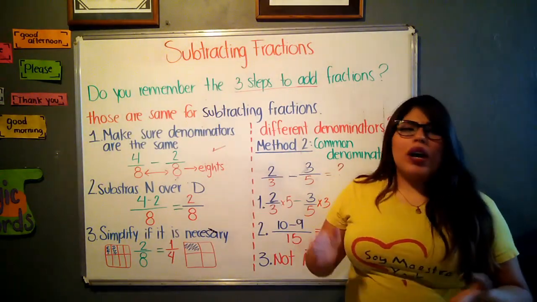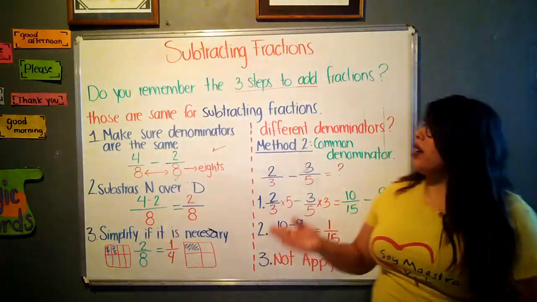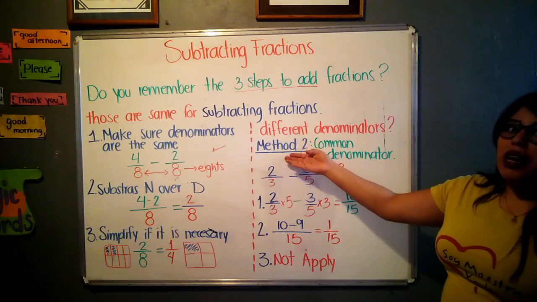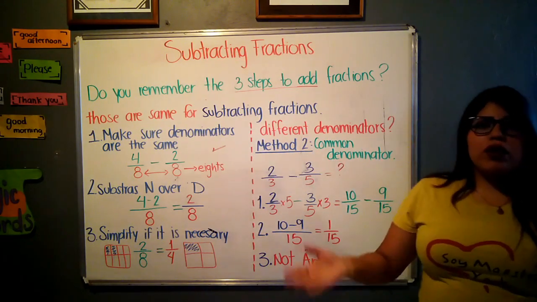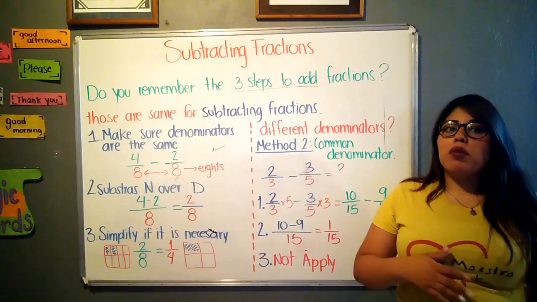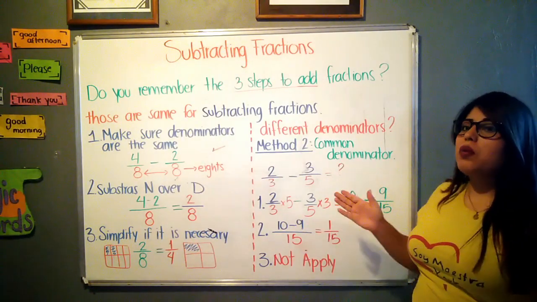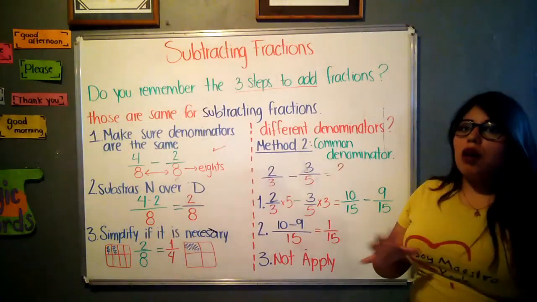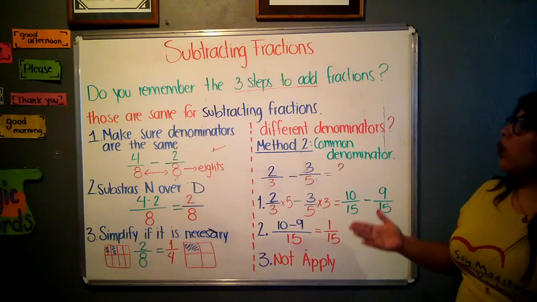But what happens when you have a different denominator? We have to use the method number 2, that is the common denominator. If you remember in last class, I showed you the multiply method and it's similar to this one, but in this one, we have to add some steps to complete. And these are the steps that you have to follow.